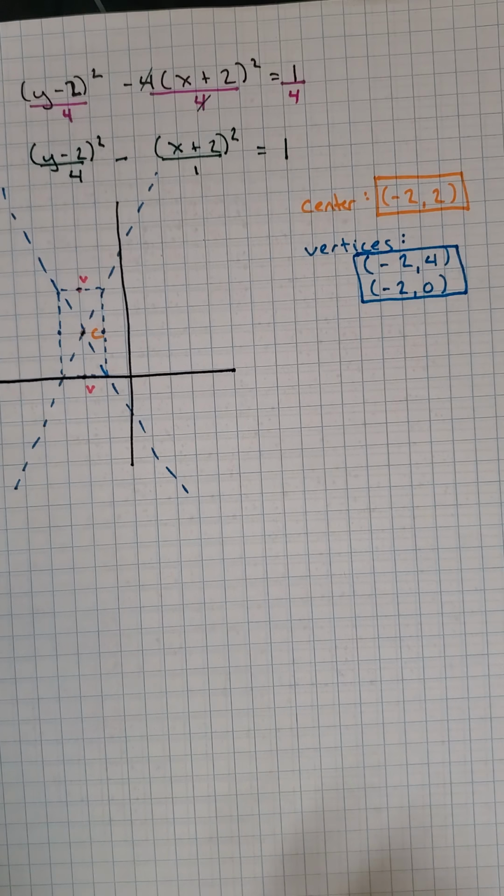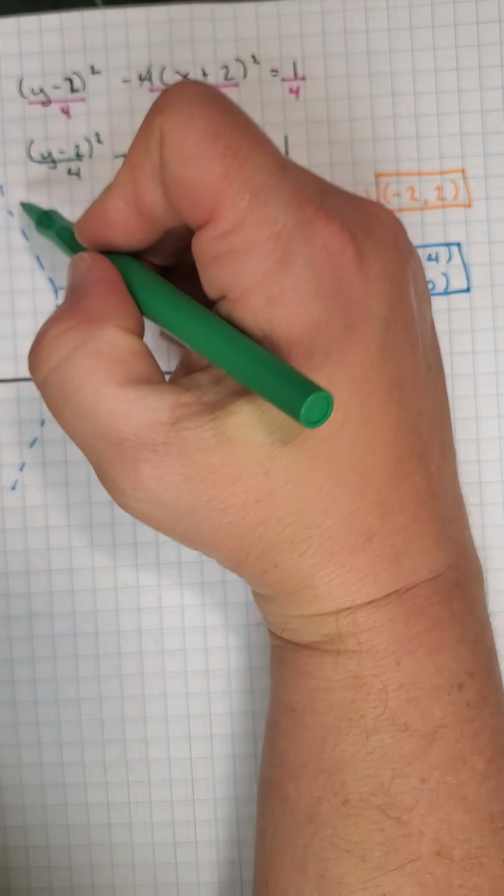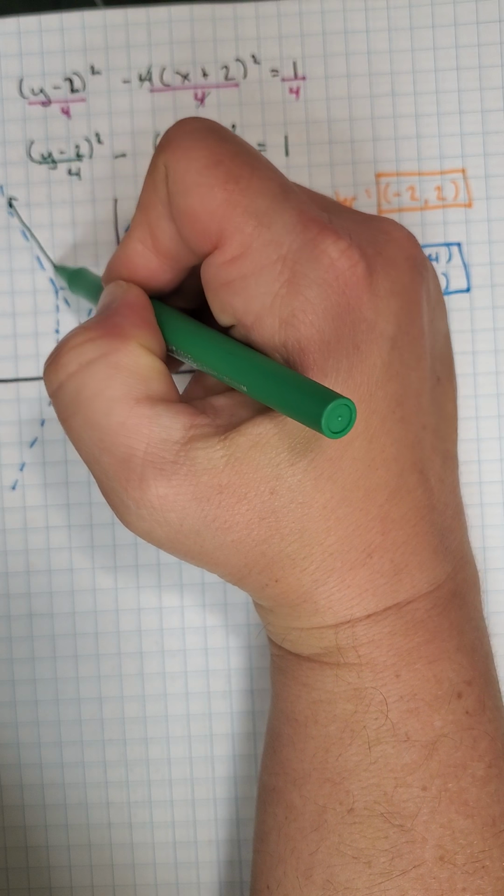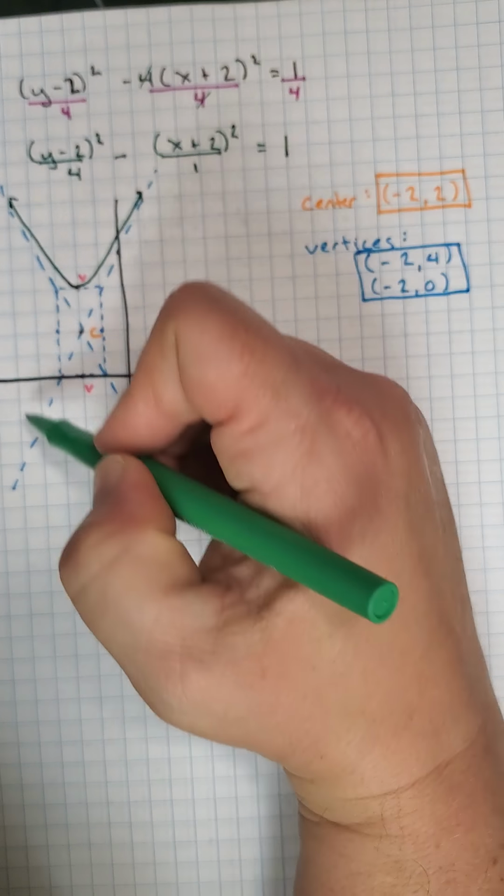And I went ahead and drew in our asymptotes going through the corners. I can go ahead and draw in our hyperbola at this point to follow the asymptotes and go through the vertices.